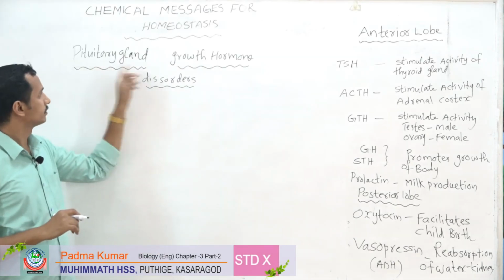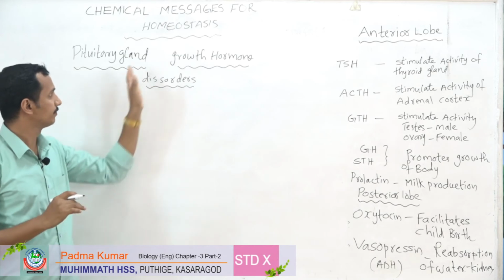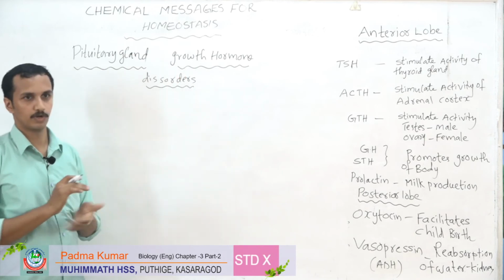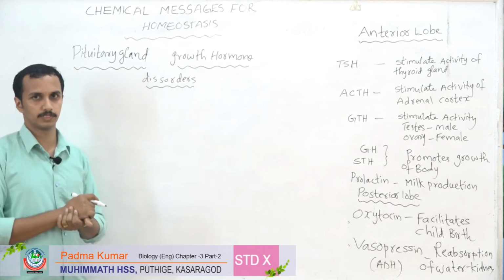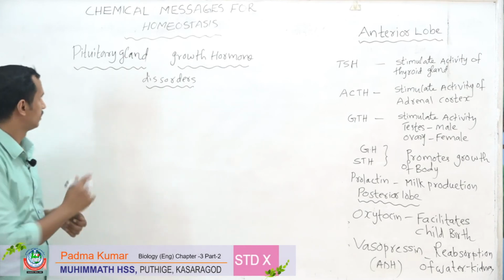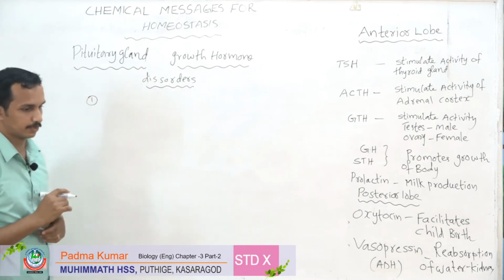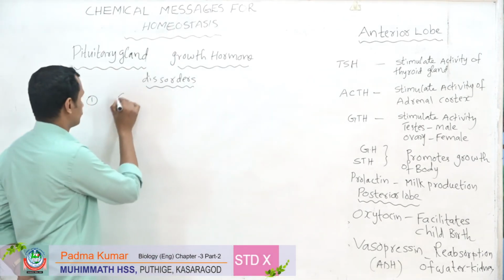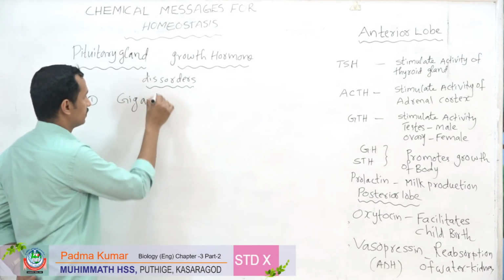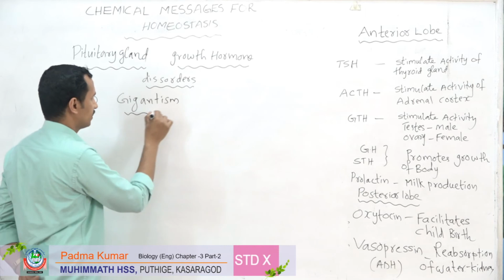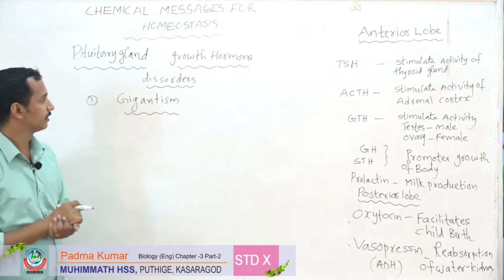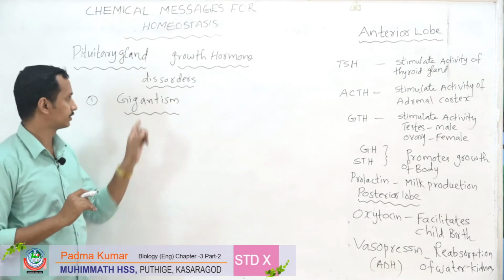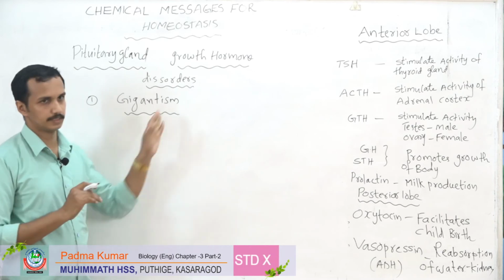Listen here, there are some disorders associated with the pituitary gland, that is the hormone known as growth hormone or somatotropin. So there are some disorders associated with somatotropin. The first disorder is called gigantism. What is it? Increased production of somatotropin or growth hormone during the growth stage is known as a condition called gigantism.